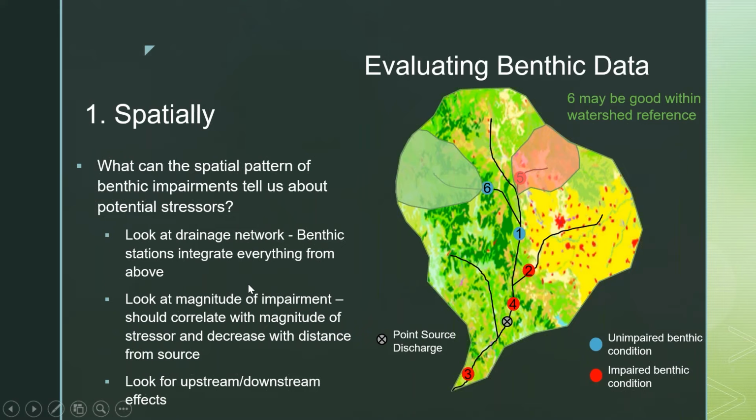We added this within watershed reference, station 6. Okay, so we shouldn't see in station 6 the water quality parameters of concern that we see in station 5. And we can, in this case, compare what are the magnitudes of water quality parameters in station 5 versus at station 6. And in those places where we see differences, that should be an indicator to us that that's a potential stressor.